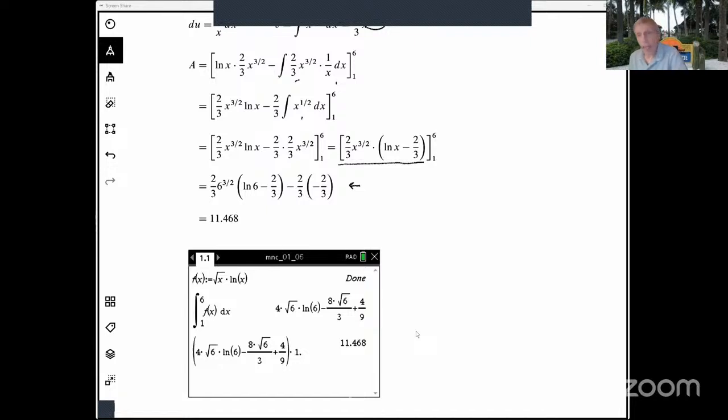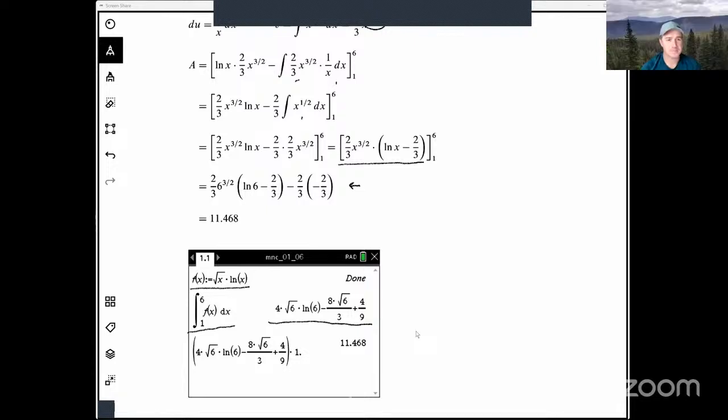On the TI-Nspire CAS version, I input or define this function f, and I can actually find a symbolic antiderivative and a symbolic answer, the exact symbolic answer. That's just absolutely amazing to me that we can do that. And my trick in order to convert that into a numerical value is to multiply by 1 dot, okay? 1 with a decimal point after it. So there's the 11.468. Wow. I like that problem. That's a good BC problem.